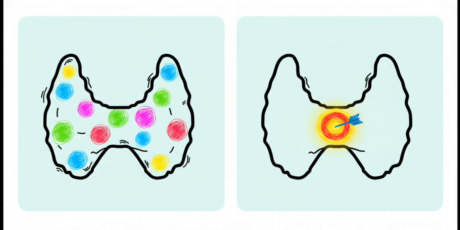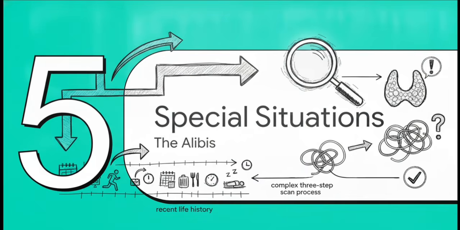On the flip side, if the scan shows just a single or focal uptake with nothing around it, that single nodule indicates a toxic adenoma. By following this simple three-step tree, pain, antibodies, scan, the doctor can confidently nail down the exact cause. Which brings us to our last section. Section 5, Special Medical Situations, the alibis.